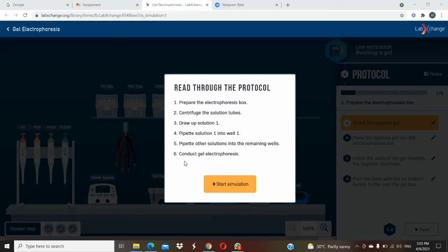Let's perform the procedure of the gel electrophoresis simulation. Here we have the 6 procedures for us to perform. First, we have to prepare the electrophoresis box, then centrifuge the solution tubes, draw up solution 1, pipette solution 1 into the well, and then we will continue this step for solution 2 and solution 3. Then pipette the other solutions into the remaining wells. Then conduct the gel electrophoresis. Let's simulate.